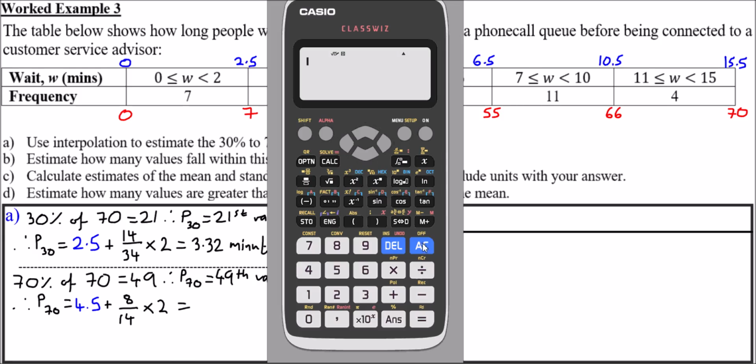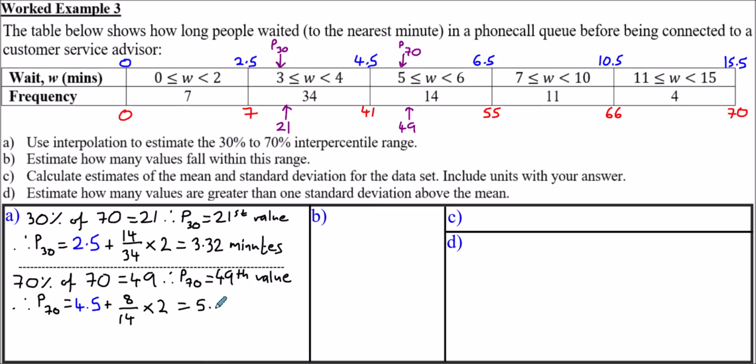So now we just calculate this. 4.5 plus 8 over 14 multiplied by 2. That gives us, to three significant figures, 5.64. So we've got P70, we've got P30. We can now go ahead and calculate the 30th to 70th interpercentile range.